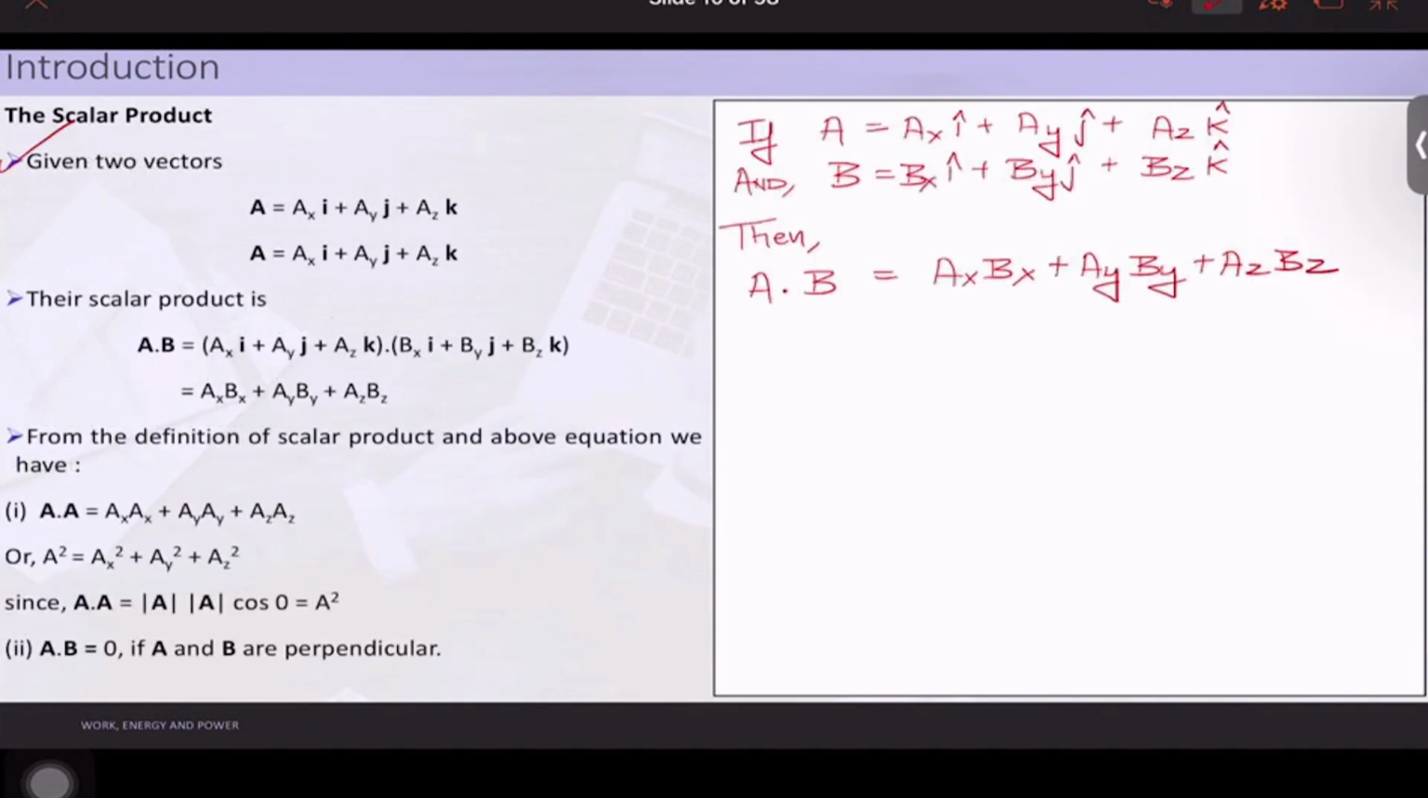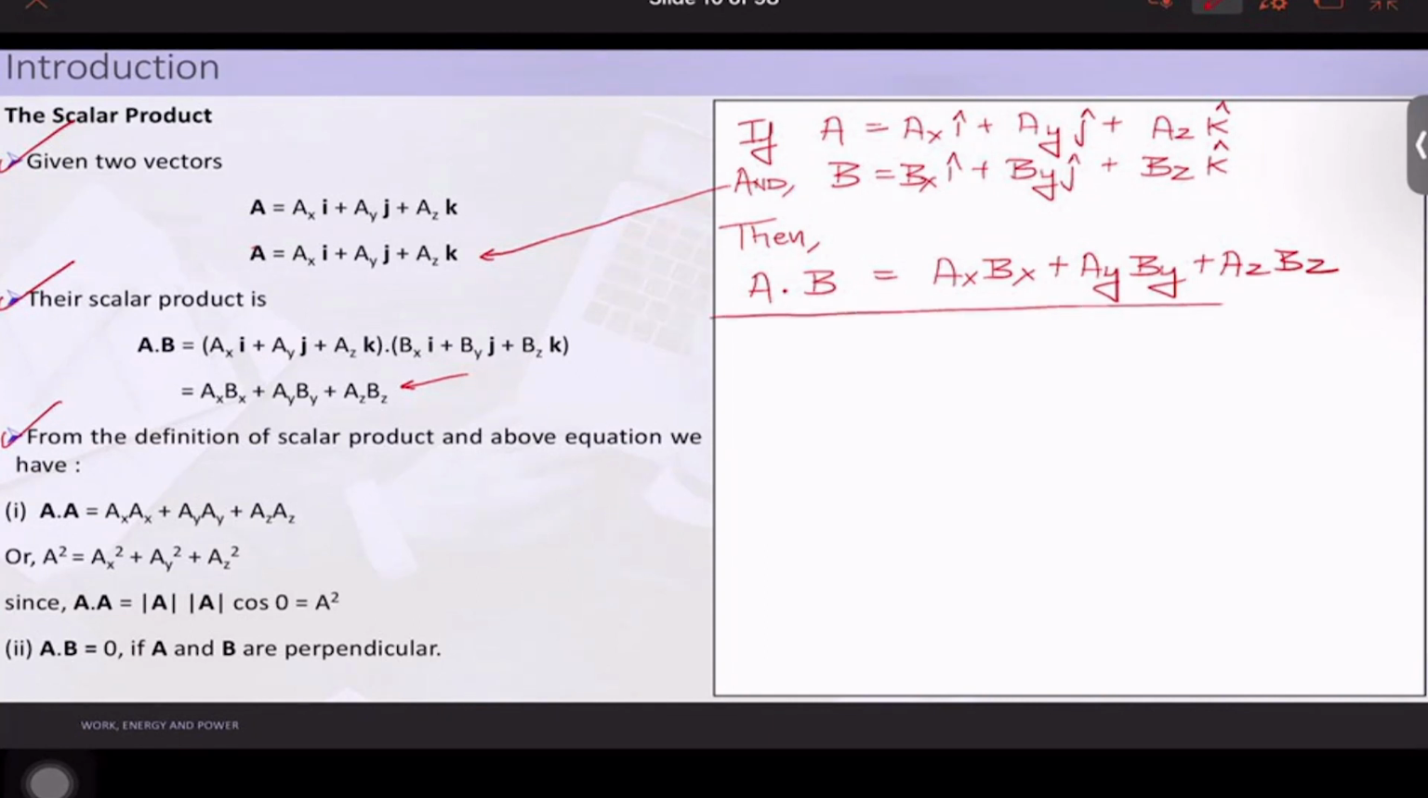So given two vectors, let us say A and B are given. Let us suppose this was vector B written here. Okay, sorry for the mistake. So their scalar product is nothing but A dot B, which is equal to ax bx plus ay by plus az bz. Okay. Now moving forward, what we can say from the definition of scalar product and the above equation?